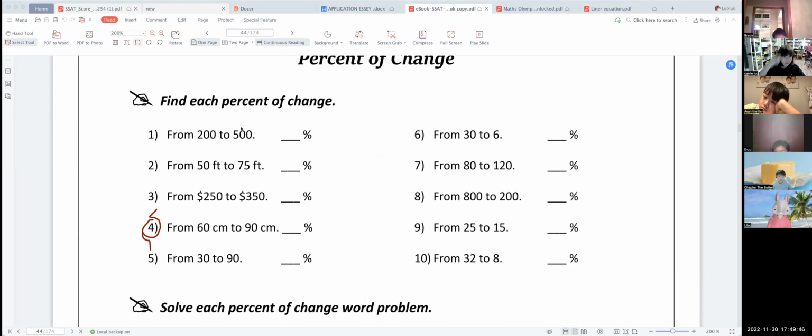I'm muted. Sorry. Yeah. So Chapter, can you tell me how much has been increased here? 50%. Why? Because it's 90 minus 60 divided by 60 equals 30 over 60, which is 1 over 2, which is 50%. Correct? Okay, very good.